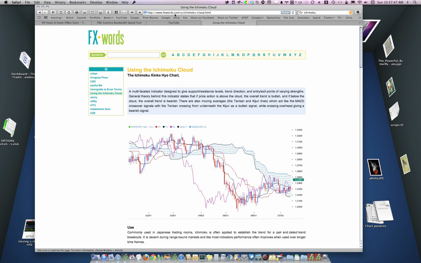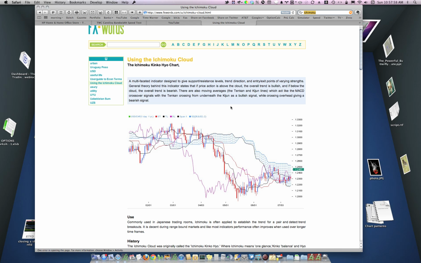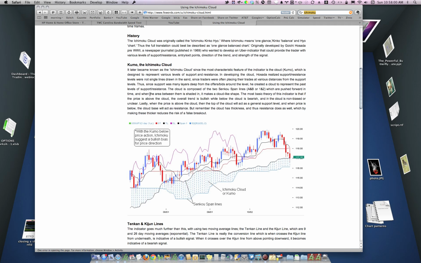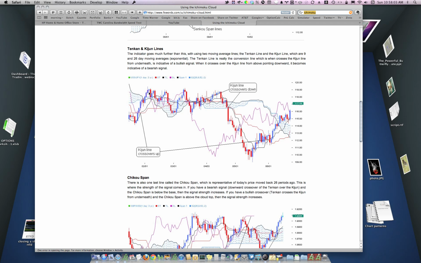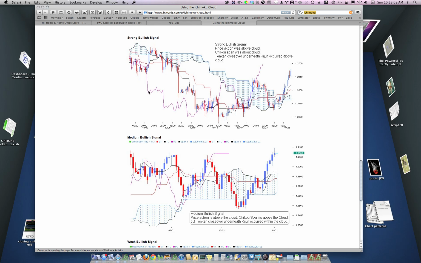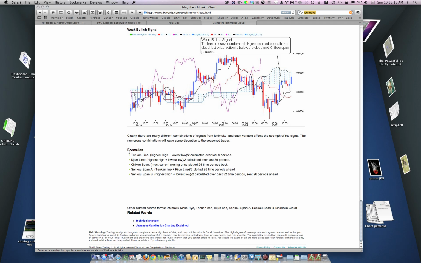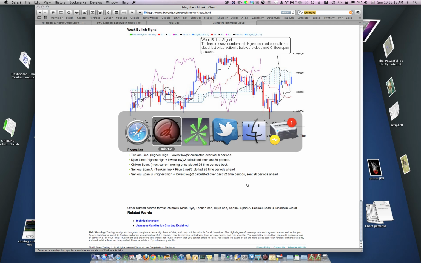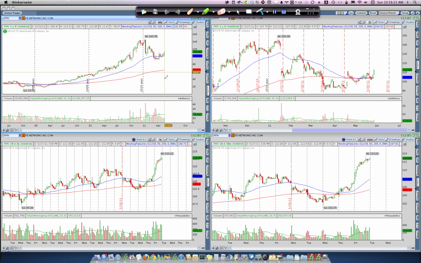very good, fxwords.com. And go to Ichimoku Cloud, or just do a Google search for Ichimoku. But this one will explain to you what the basic system is. It'll give you the explanations of what each of the lines are. It'll show you some signals, strong, medium, and weak. And it'll show you what the formulas are for the various lines that we're using. I'm going to walk you through them now, and I'm going to show you how to use this in Thinkorswim, but if you're using a different platform, I'm sure you can find it.